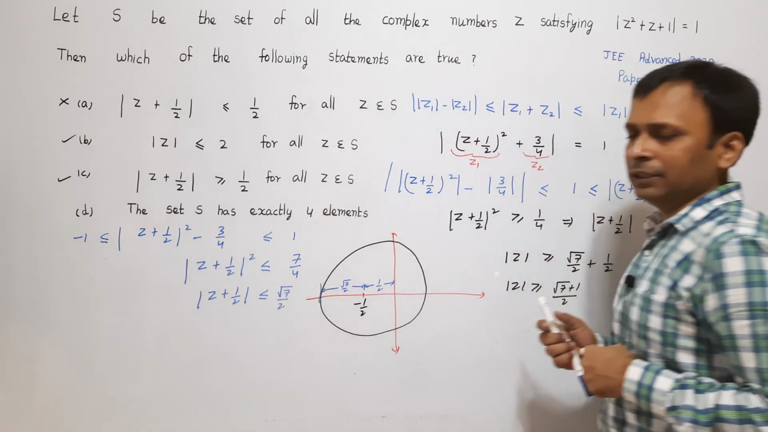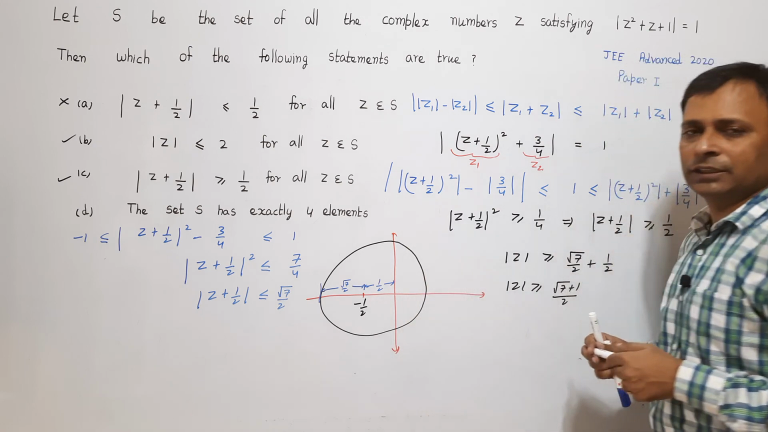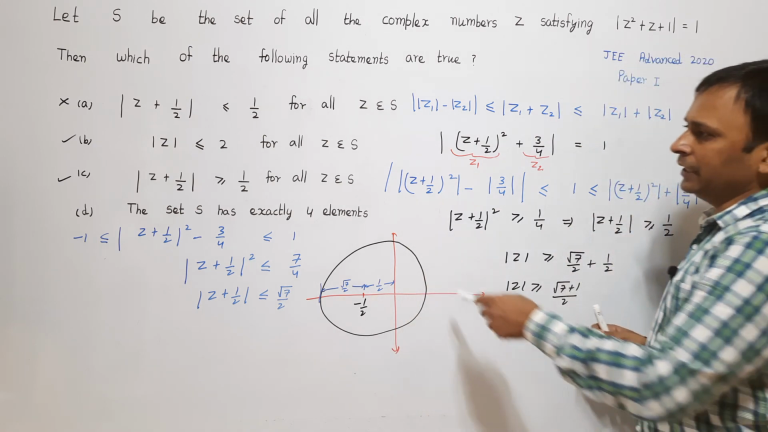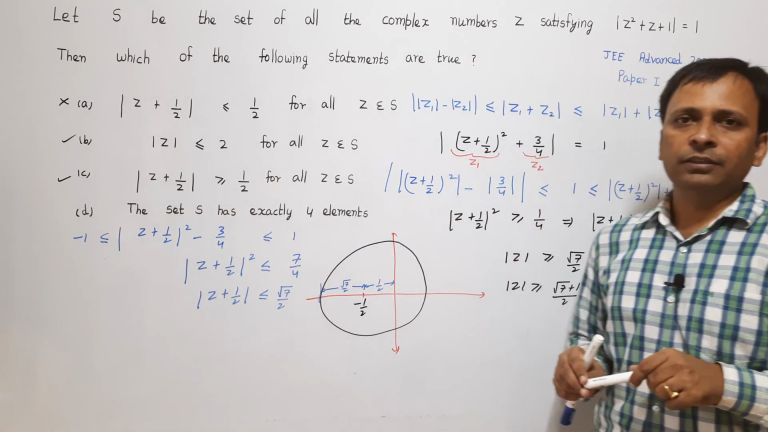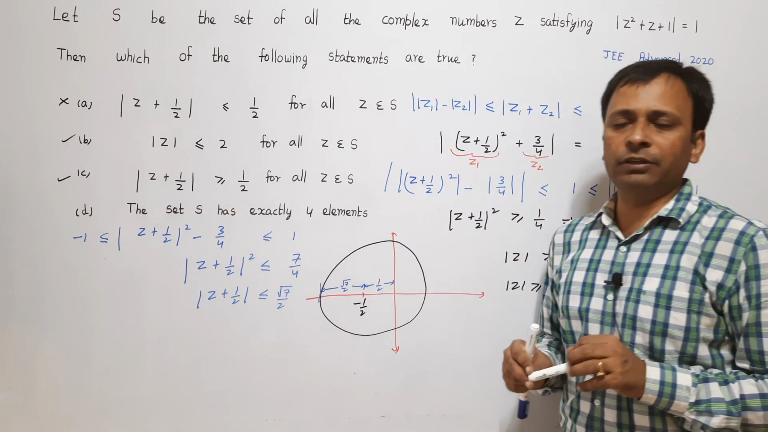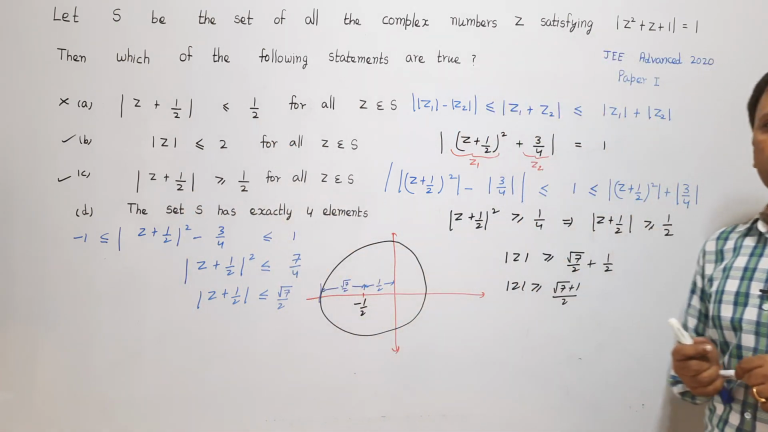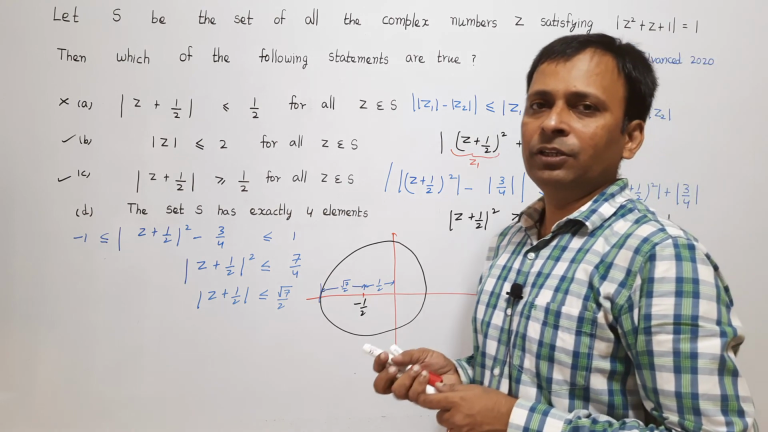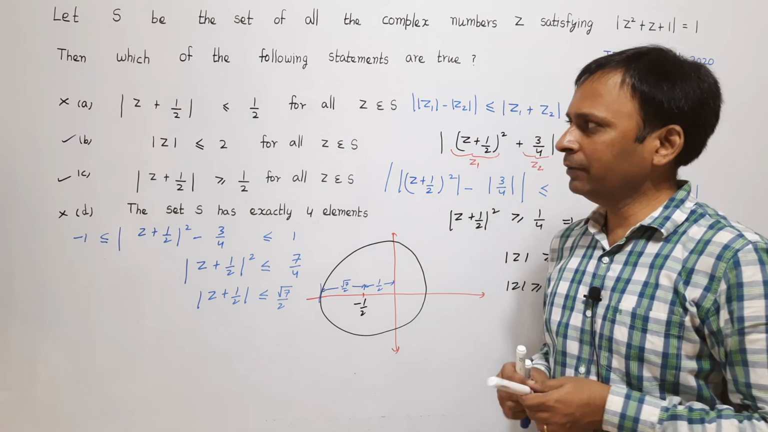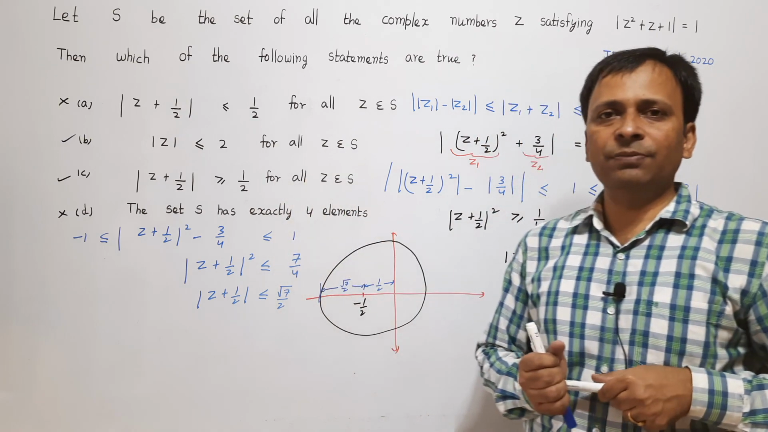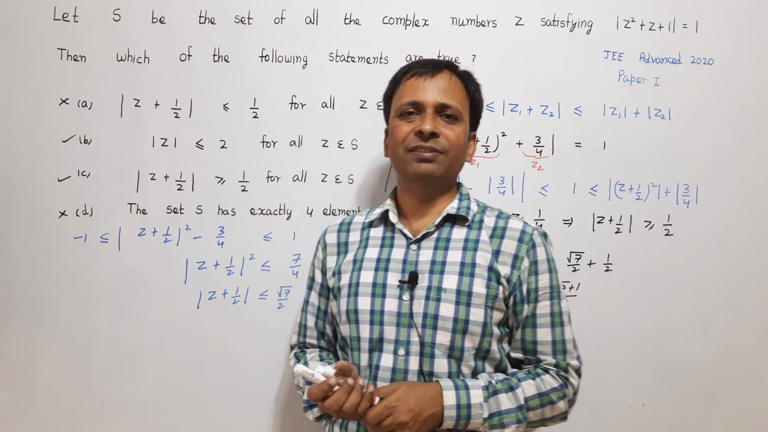Coming on to option D, D is obviously a wrong answer, because you can see there are infinite such complex numbers which are inside this circle and having magnitude greater than or equal to 2. Combining both these conditions, we have infinite such possibilities. So obviously option D will be a wrong answer. So I come to the conclusion that the only two options which are correct are option B and option C. So this way we can solve this problem.